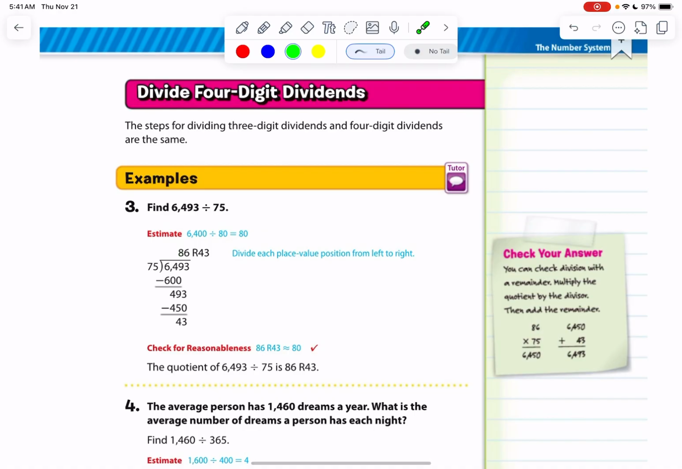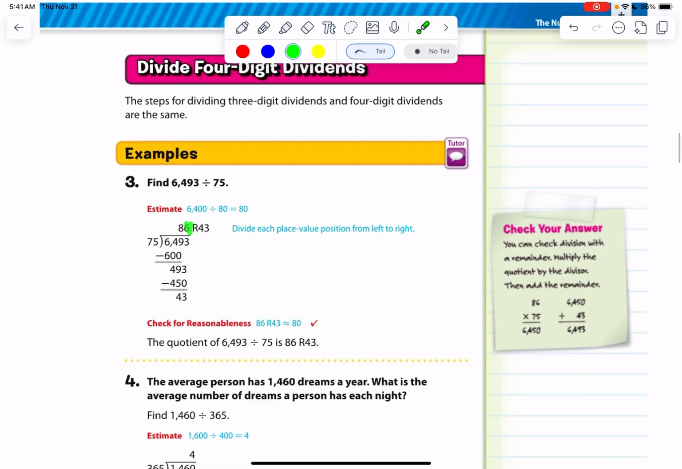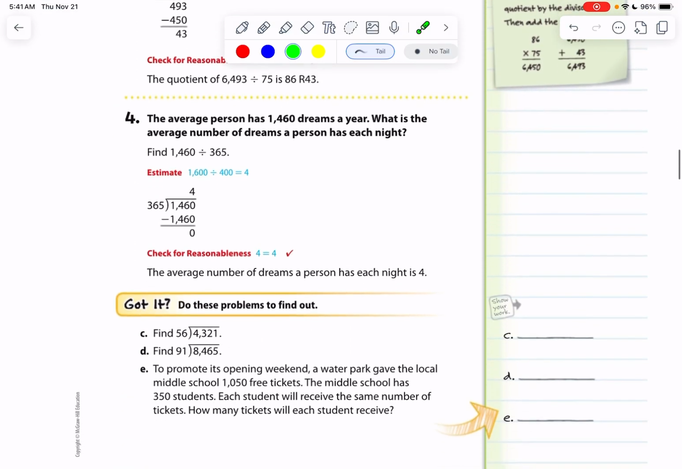All right. So then we multiply, subtract, bring down. Oh, we're actually bringing down that. And then we do 75 into 493, and they got 6, and we multiply 450 and subtract 43, nothing else to bring down. So here's our quotient. Same process, just 1 digit longer. Let's look at this one.